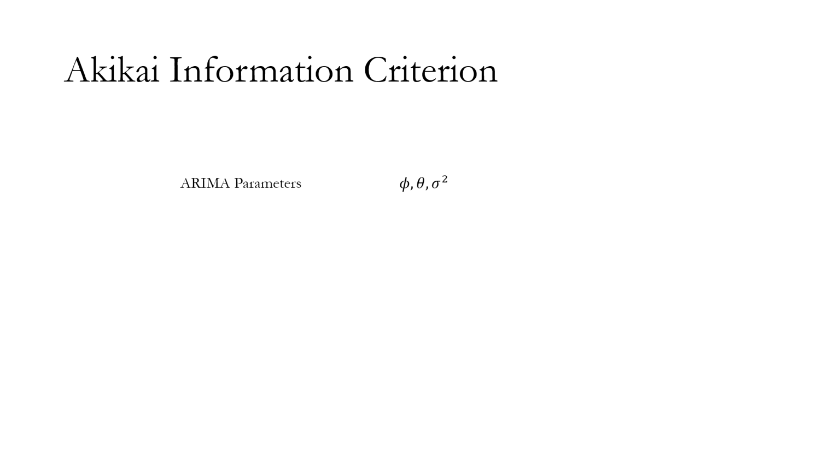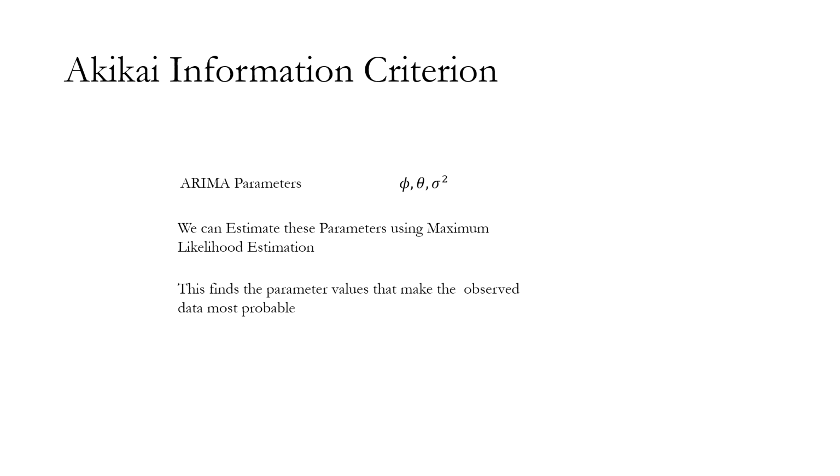So the ARIMA parameters that we're trying to optimize for are phi, theta, and sigma squared. And we could estimate these parameters using maximum likelihood estimation. This finds the parameter values that make the observed data most probable, which is the definition of what maximum likelihood estimation is, okay? And it also assumes residuals are most likely normally distributed.